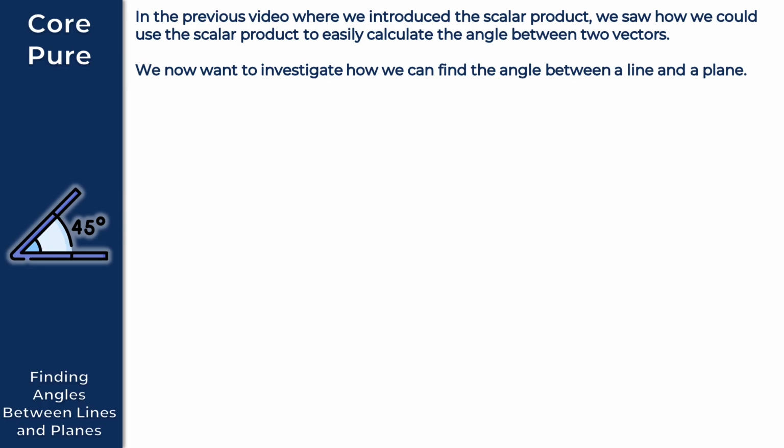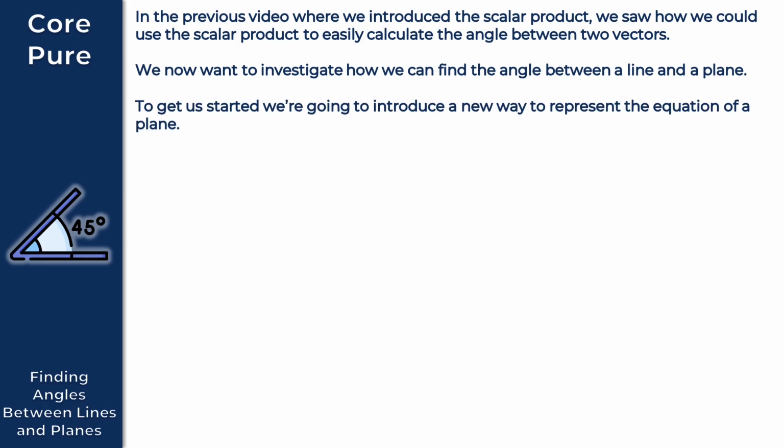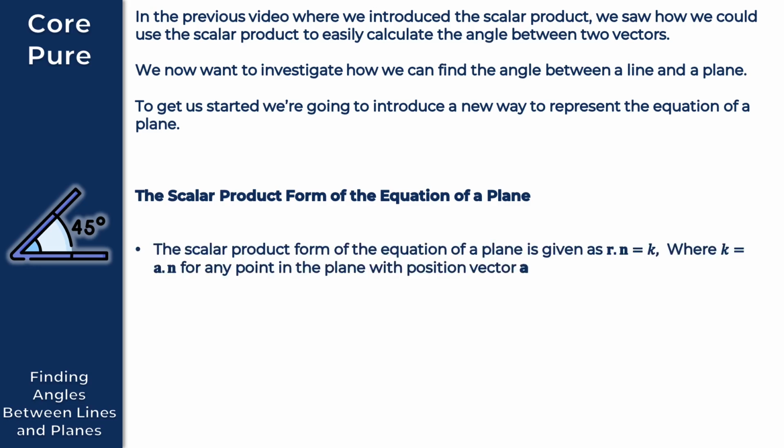To get us started, we're going to introduce a new way to represent the equation of a plane. We call this the scalar product form of the equation of a plane. So what does that look like? Well, the scalar product form of the equation of a plane is given as r dot n is equal to k, where k is equal to a dot n for any point in the plane with position vector a.